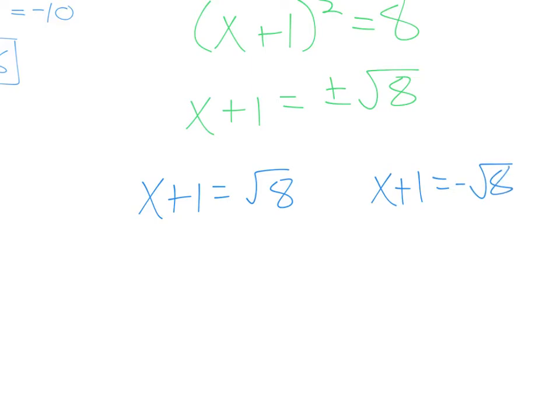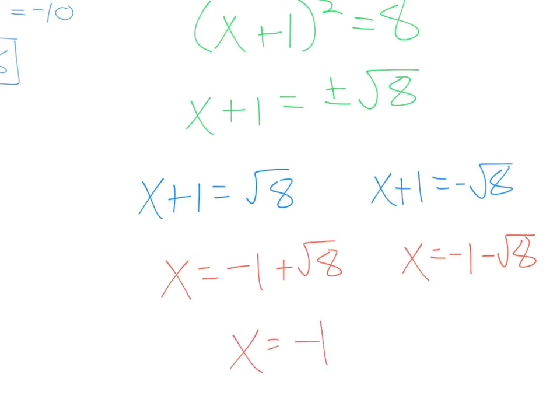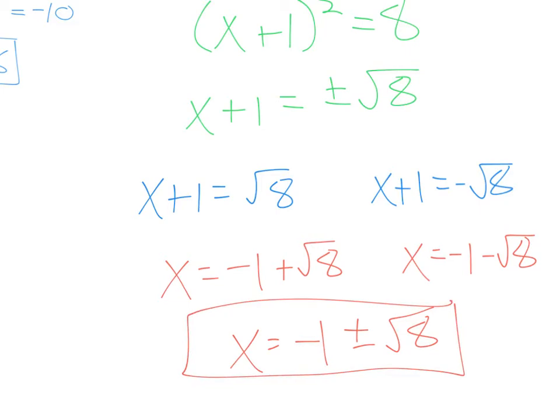For each of these, we'll just move the 1 to the other side. So x equals negative 1 plus rad 8. x equals negative 1 minus rad 8. A cleaner way to write that would probably be x equals negative 1 plus or minus rad 8. That way it's just kind of like a one-stop shop. It's not going to be wrong if you write it as two separate, just so you know.